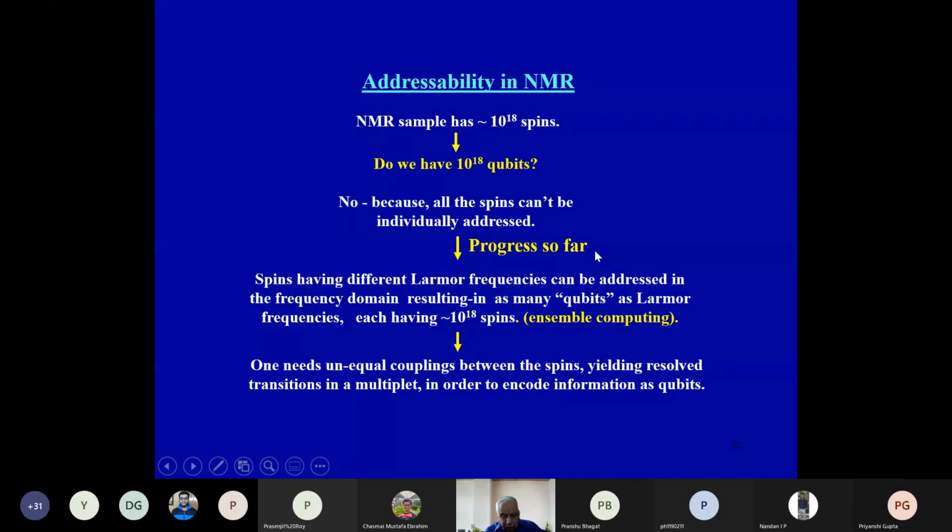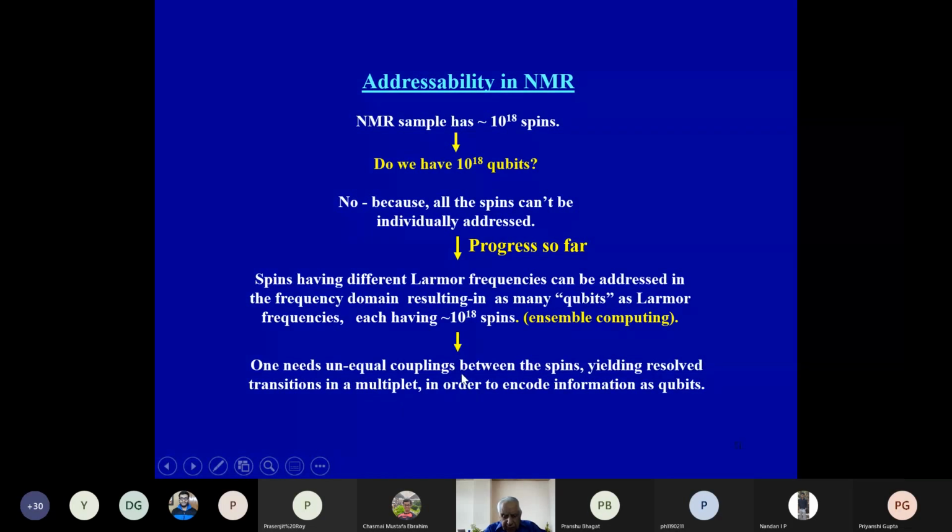So, the progress so far: spins having different Larmor frequencies can be addressed in the frequency domain, resulting in as many qubits as Larmor frequencies, each having 10 to the 18 spins. So what we are doing is ensemble computing. I will show you the molecules, and how they form qubits. We have a large number of identical molecules giving rise to the signal of each qubit. One needs unequal couplings between the spins, yielding residual transitions in a multiplet, in order to encode information as qubits.